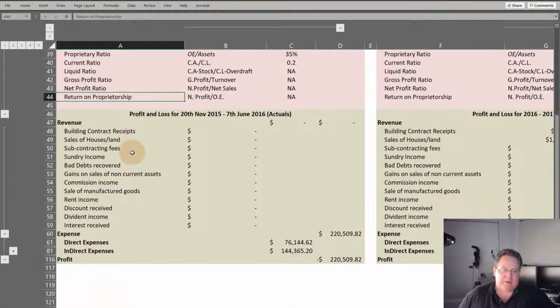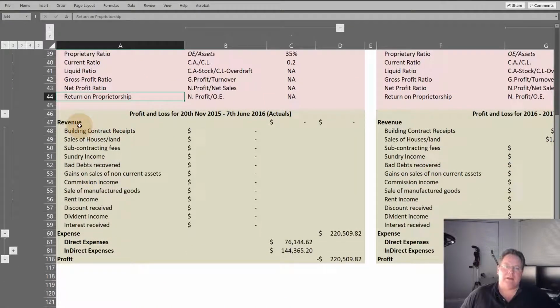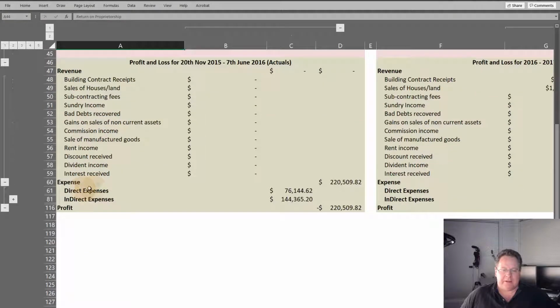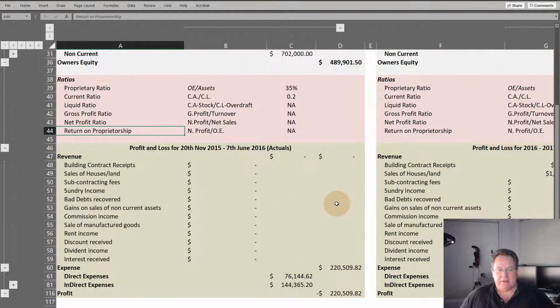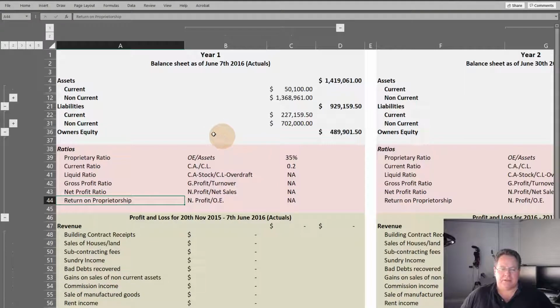We'll also look at what makes up the revenue or the income into our business. What are our expenses in terms of direct expenses and indirect expenses. And then we'll look at our profit and how that transfers back to our profit balance sheet at the end of the year. Now, before we can develop this financial plan, we need to do a cash flow.